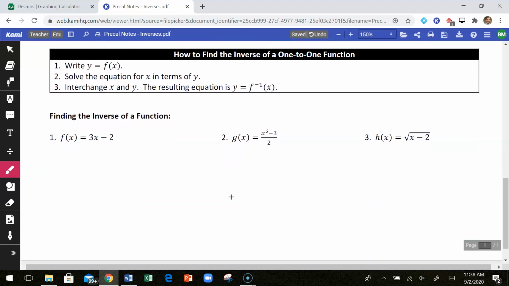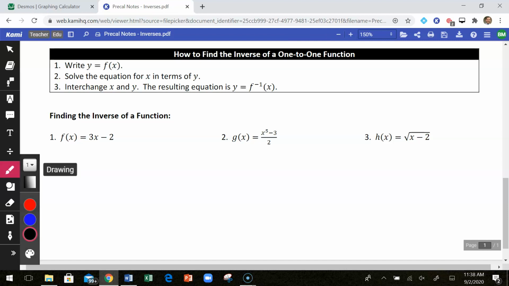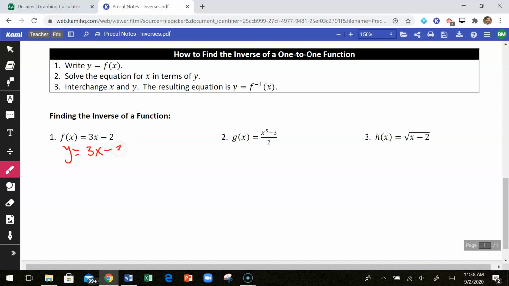Alright, so the meat and bones part of this is, if I have a one-to-one function, how do I find its inverse? If the function is one-to-one, then I know that its inverse will be a function. And how do I find that? I'm just going to follow these 3 steps. It's the same steps every time. First of all, instead of f of x, I'm going to write y. Y equals 3x minus 2.